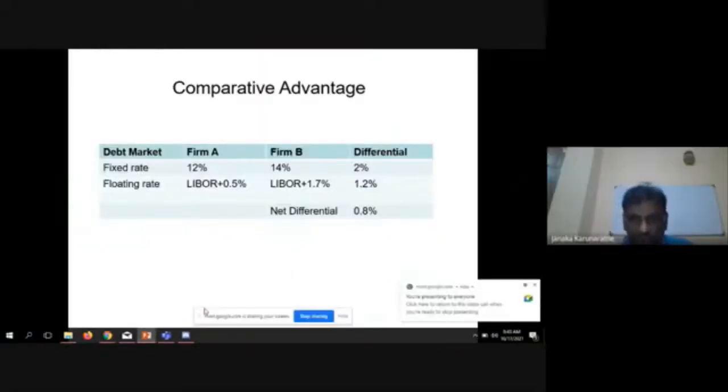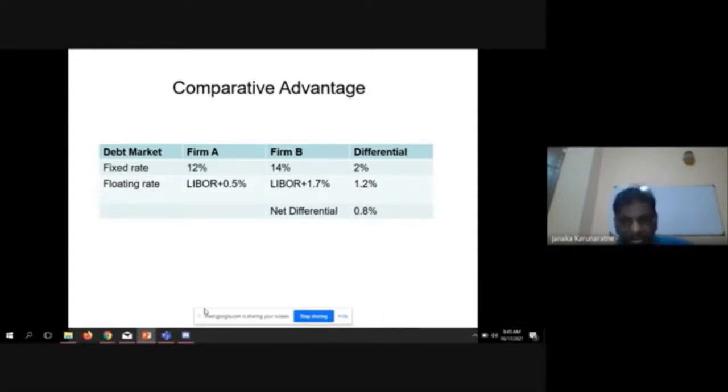So how can the two parties get together and work it out? Think about it for a couple of minutes. There is no one particular answer for this. There may be so many answers. I need one. But ultimately, both have to get the benefit out of it.